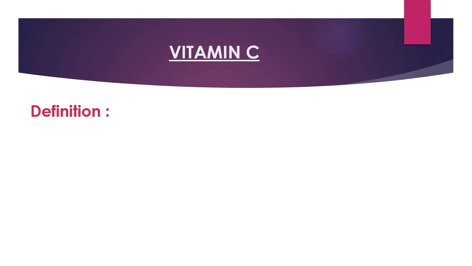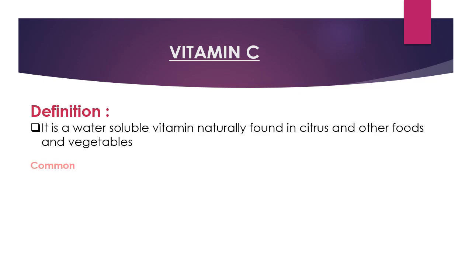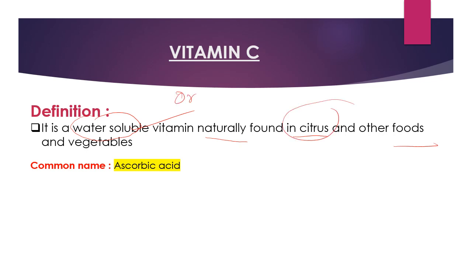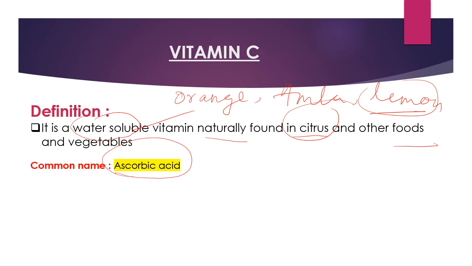Now look at vitamin C. Vitamin C is also water soluble. That vitamin is naturally found in citrus and other foods. Many citrus foods such as orange, amla, lemon, we find vitamin C in all these citrus foods. Its common name is ascorbic acid.